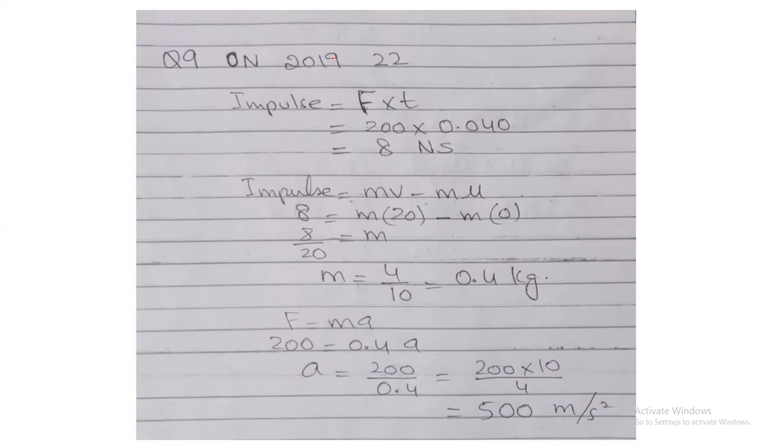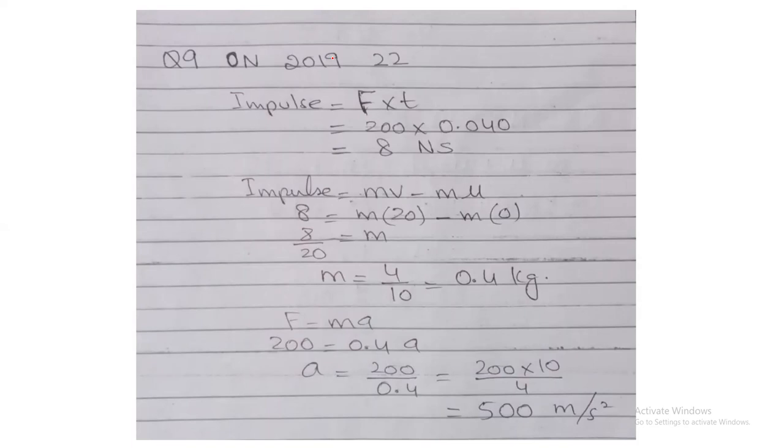Then we have the impulse is equal to the change in the momentum, that is equal to mv minus mu. 8 is equal to m into 20 minus m into 0. So you will have 8 divided by 20 is equal to m. So m will be equal to 4 by 10, so that will be 0.4 kg.